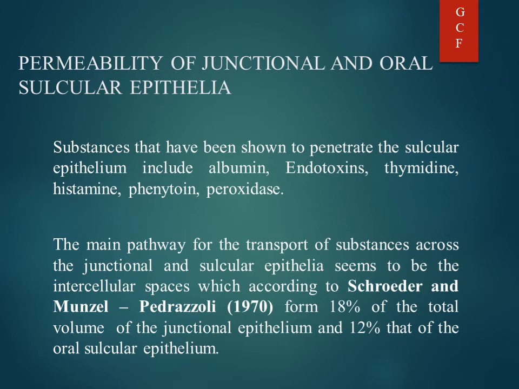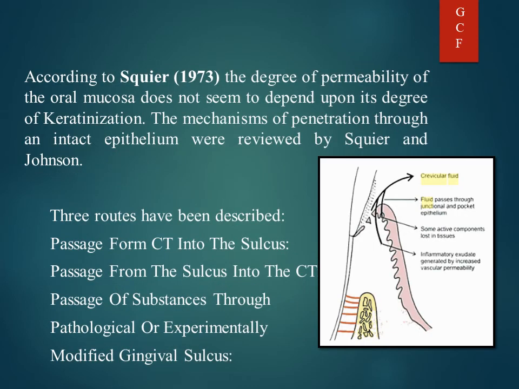So when you see 18% of the total volume is contributed by your junctional epithelium and your sulcular epithelium. So a lot of routes have been discussed, either from the connective tissue into the sulcus or from the sulcus into the connective tissue. We understand that any route is two-way, so it can go out and come in also. Or through a pathological or experimentally modified gingival sulcus. Pathological means a diseased gingival sulcus or a pocket. Experimental means we induce periodontitis in animal models and study all that.